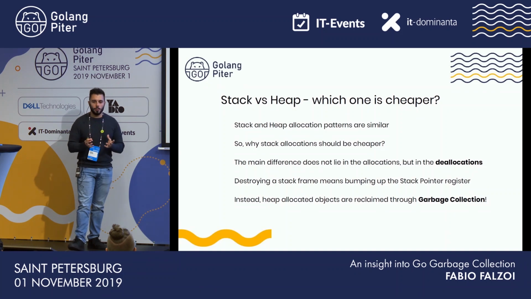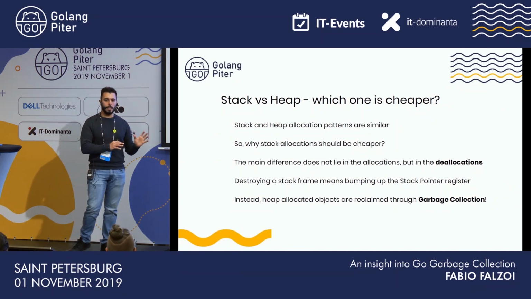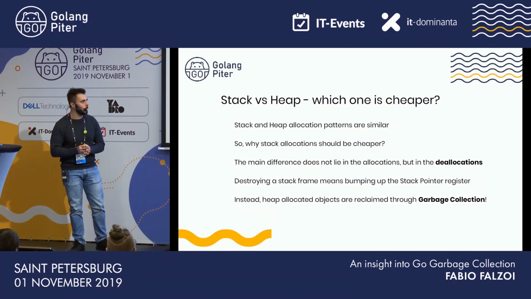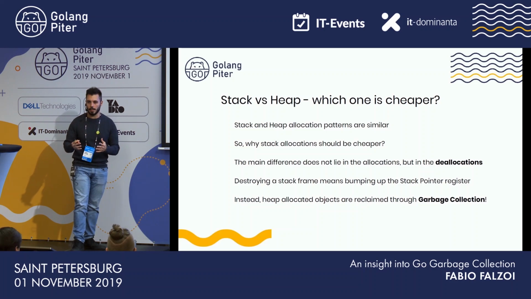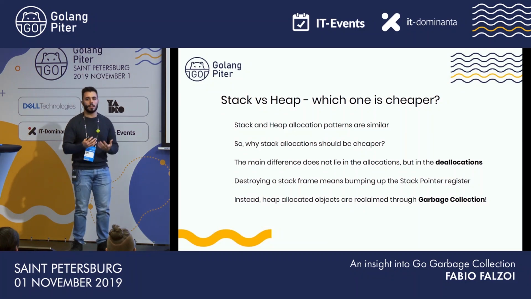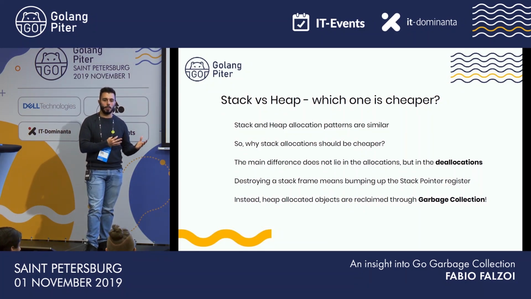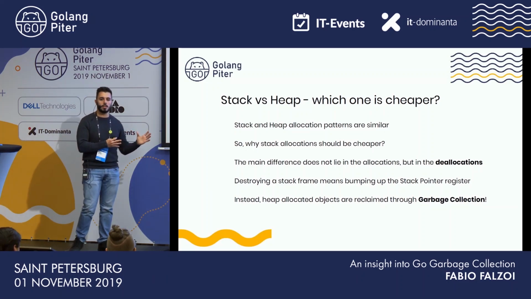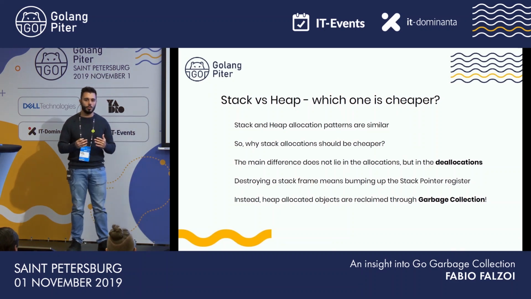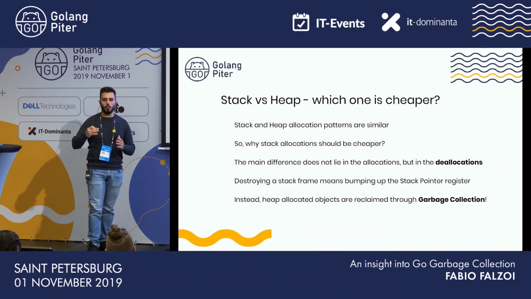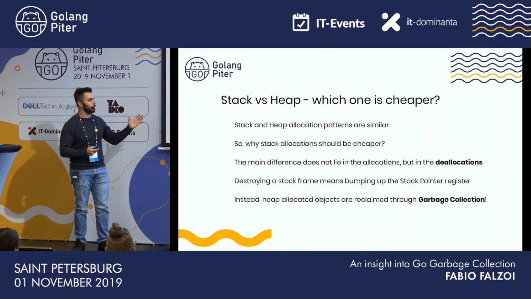If you think a little bit about what I've said regarding stack allocation patterns and heap allocation patterns, you can see that they are quite similar, because we have caches for the normal cases. Since they are similar, why should stack allocation be considered cheaper than heap allocation? The main point is that the difference is not the allocation cost, it is the deallocation cost. As we saw with the stack, when we have to reclaim a frame, we simply have to adjust the value of a CPU register. But for heap allocated objects, to reclaim memory, we have to rely on garbage collection.